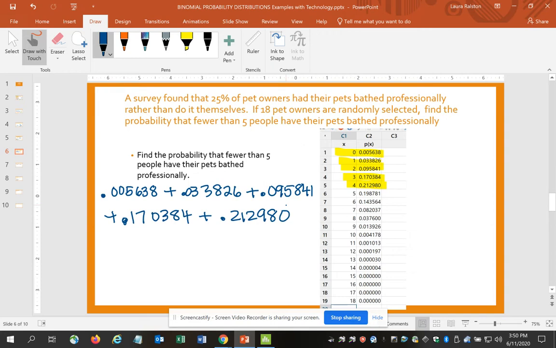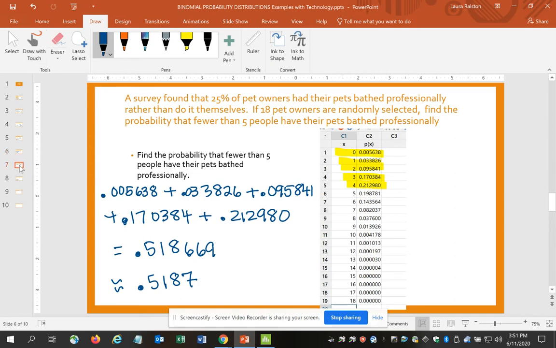Okay, so we're going to add using our handheld calculator 0.005638 plus 0.033826 plus 0.095841 plus 0.170384 plus 0.212980, and we enter, and we get 0.518669. Again, you're typically asked to round to 4 places. This would round to 0.5187. Okay, so there's about a 52% chance that fewer than 5 pet owners have their pets bathed professionally.